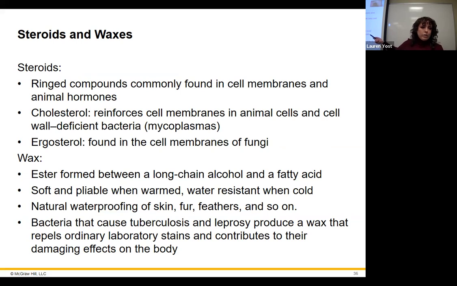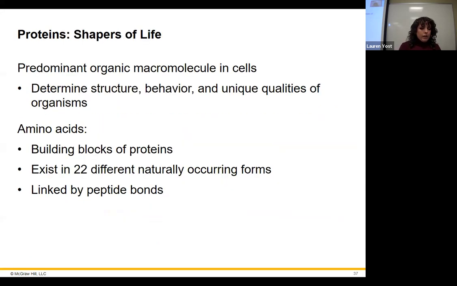And sterols do that in general for a lot of organisms. Like ergosterol, which is this one here, for fungi, it does the same thing. Ours is cholesterol. We also have waxes. I'm not going to talk too much about that. The only one that I really care about is when we talk about bacteria that cause tuberculosis and leprosy. They have a special wax in their cell wall that makes them stain differently with the acid fast stain, which we mentioned briefly. We're going to get into that when we do the acid fast stain, obviously. And in chapter 4, we talk about mycolic acid.